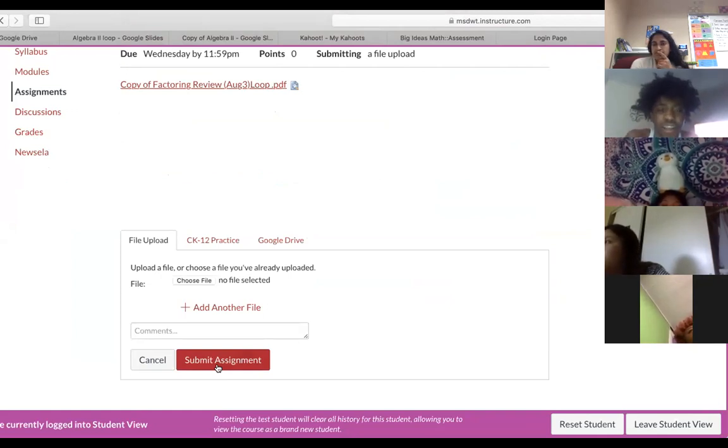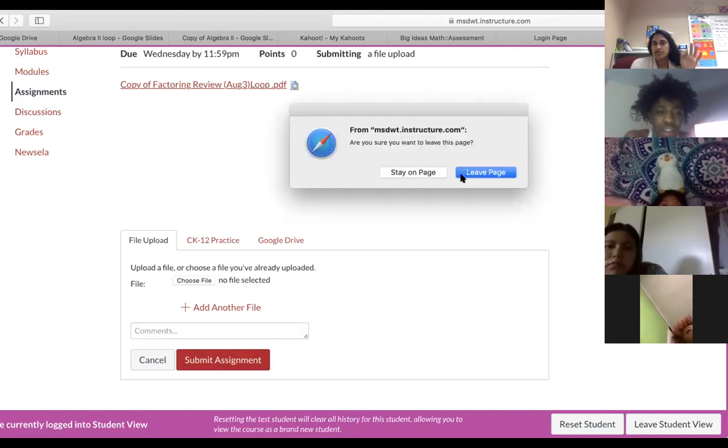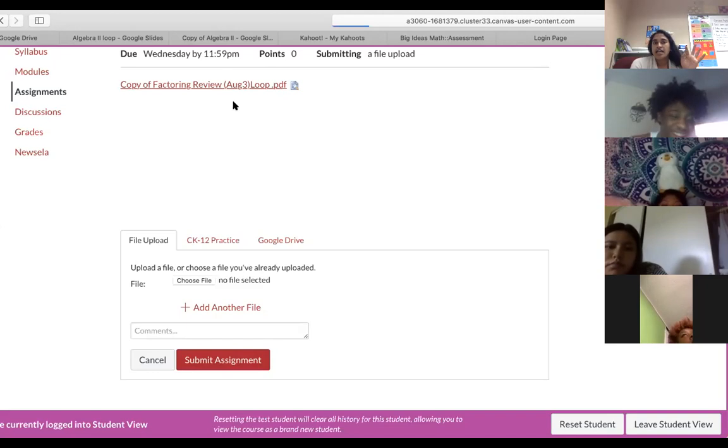So how do you do it? I clicked the thing and I couldn't type nothing. You can't type in it. It should just open up a new window. Were you able to see the worksheet?